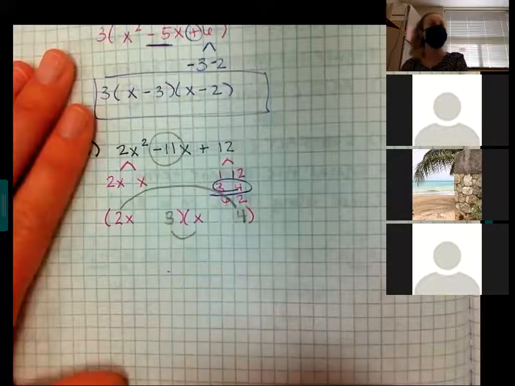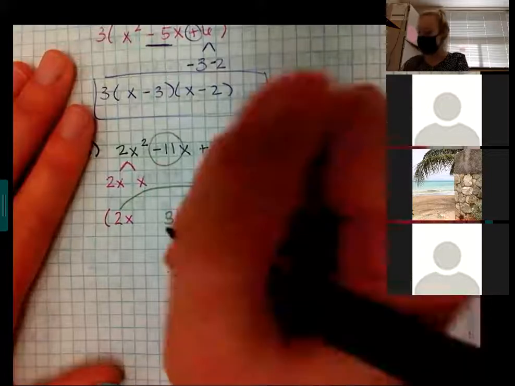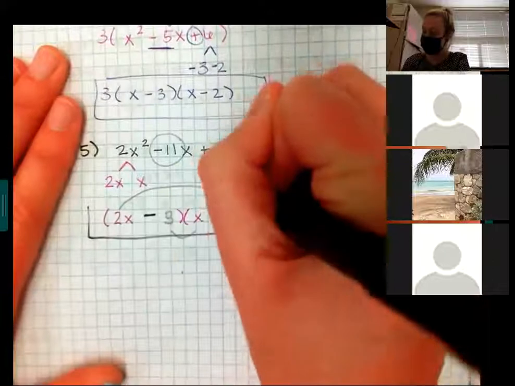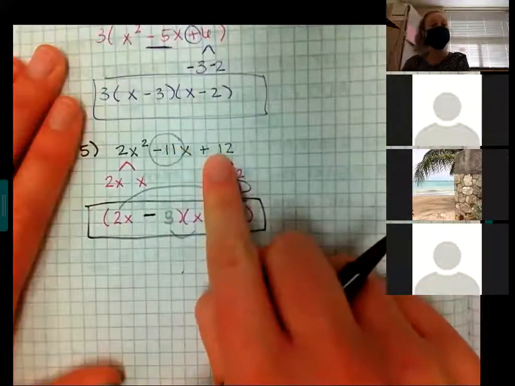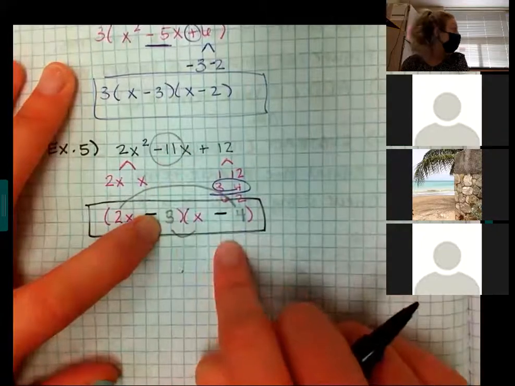So now I just need y'all to tell me what kind of signs I need. They'll both be negative. How'd y'all know that? Very good. Somebody tell me. The 11 is negative and the 12 is. So you're adding, the signs have to be the same, and we want them to be negative.